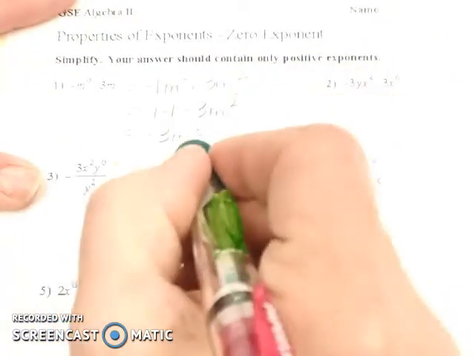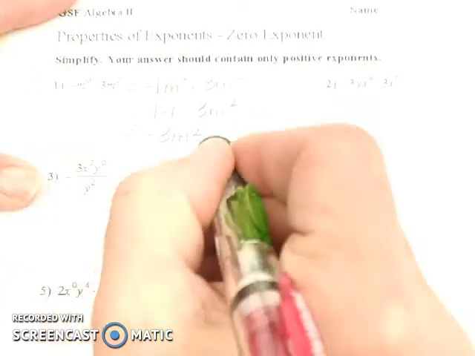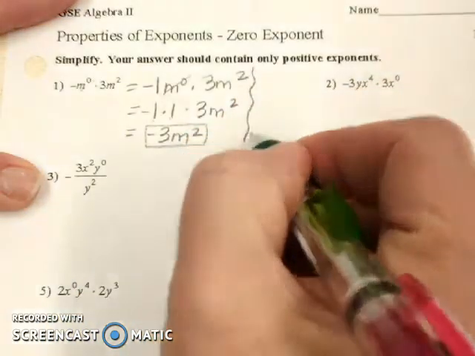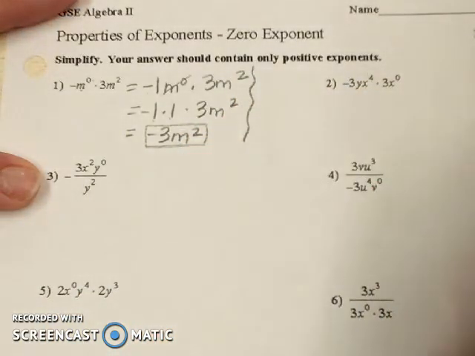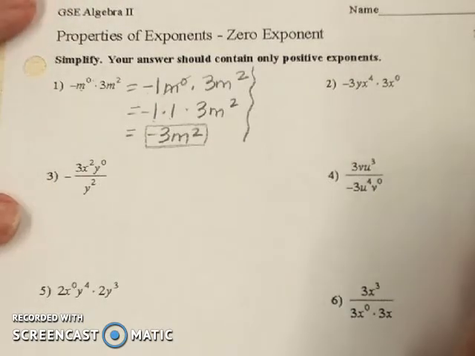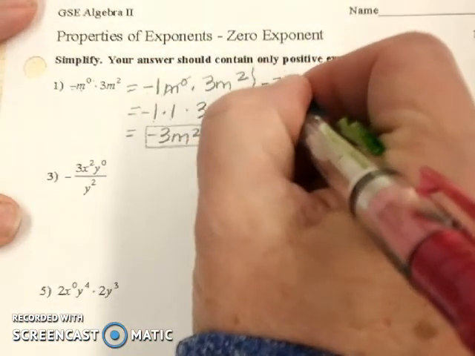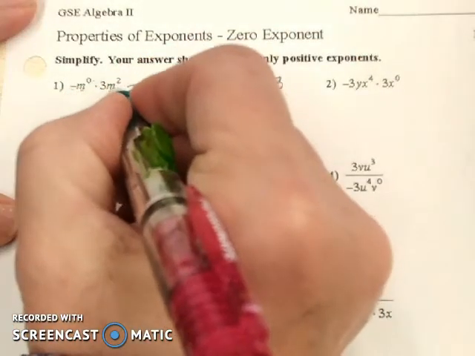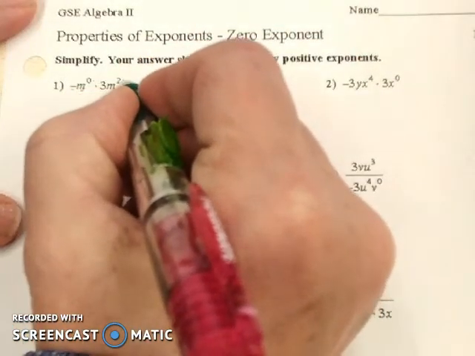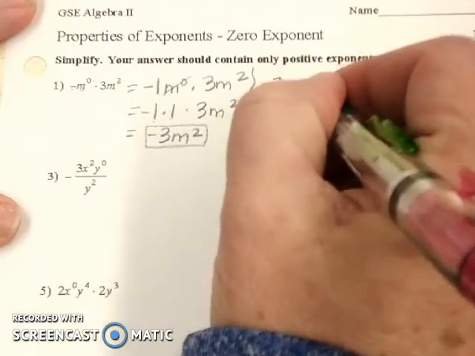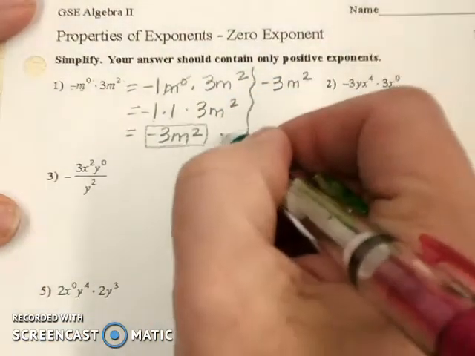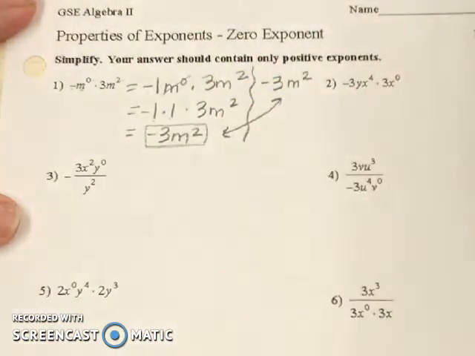Now that is not the only way to do this one. And that's what I said in the previous lesson that I did. You're going to see different things. The other thing that I could have done here is multiplied the negative 1 and the 3 and got a negative 3. And when you multiply like bases, you add the exponents, and 2 plus 0 is just 2. Notice I got the same answer doing two different things.